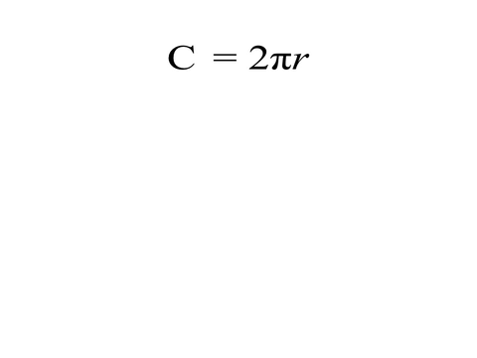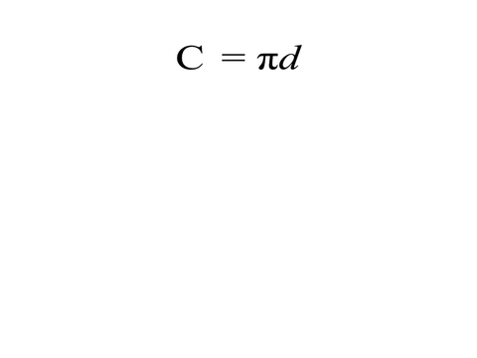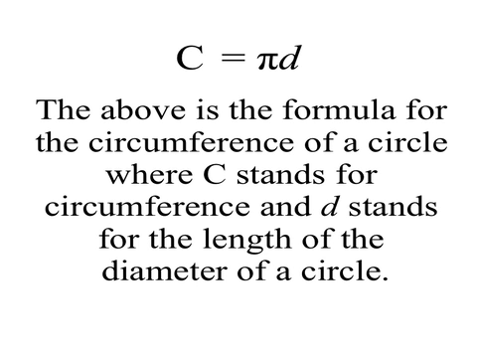Here's one. With circles, we don't use the word perimeter, we use the word circumference. So it's C equals 2 pi r, where C stands for the circumference and R stands for the length of the radius of a circle. So this formula finds the circumference of a circle given the length of a radius. And here's another way to find the circumference of a circle. This one finds the circumference of a circle given the length of the diameter d.